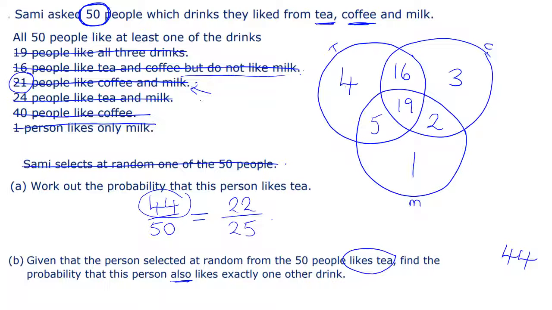So when we look at the circle for tea, the people that like exactly one other drink is these 16 people that like coffee as well, and these 5 people that like milk as well. But we don't want these 19 people because they don't like exactly one other drink, they like 2 other drinks, so we're not including those ones. So we just want the 16 and the 5, so our answer is 21 out of 44.